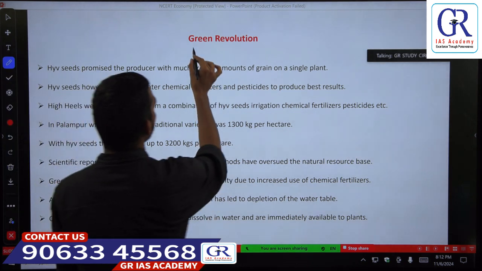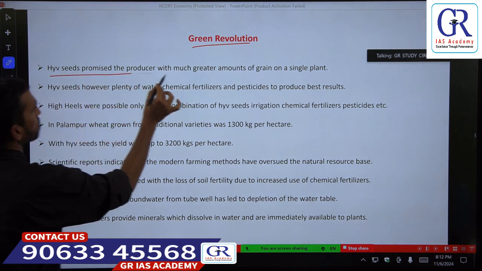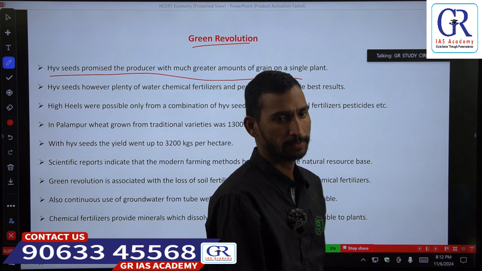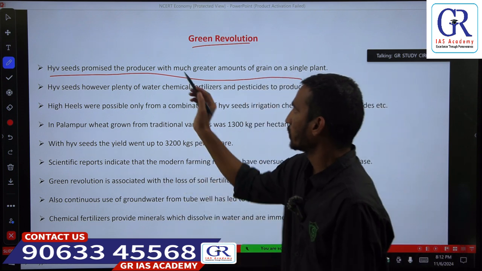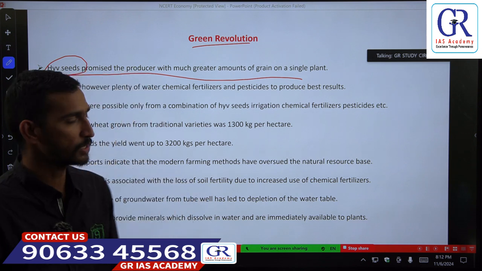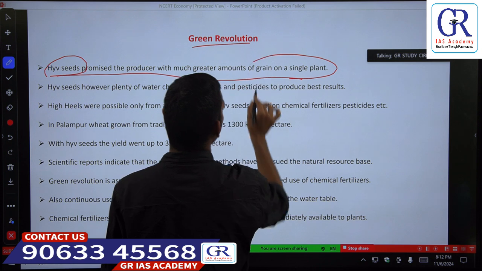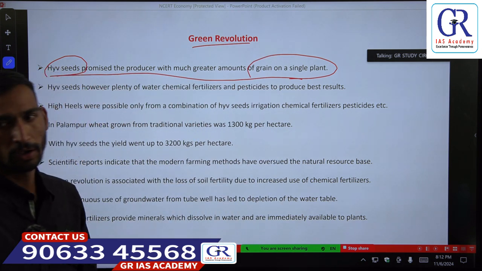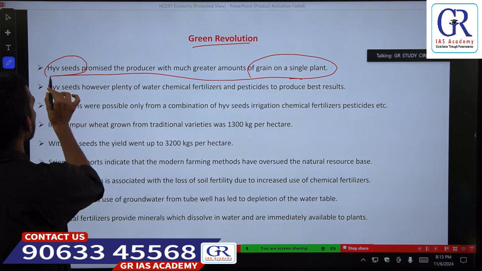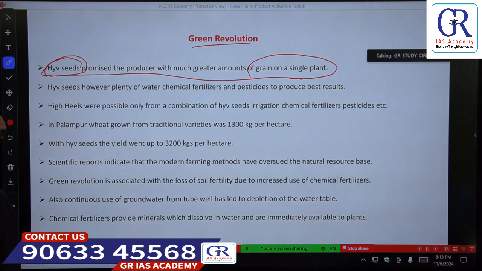If you look at the green revolution, it is very clear that HYV seeds promised the producer much greater amounts of grain on a single plant. So by using high yield variety of seeds, we can increase production levels, producing more output on a single plant. That means productivity levels are increased with the help of high yield variety of seeds.